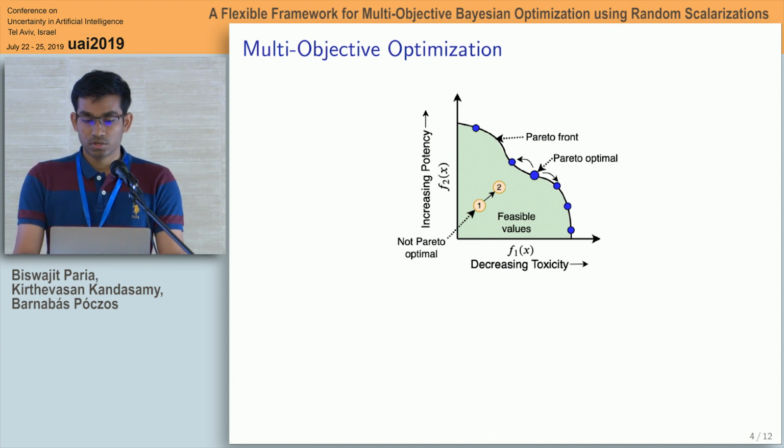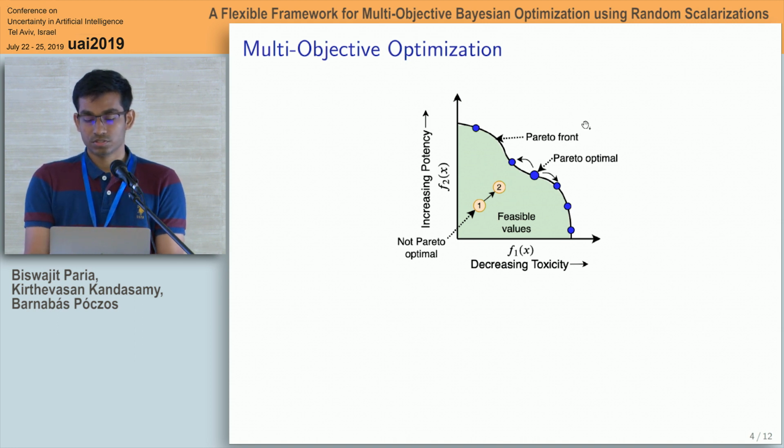So consider this simple multi-objective optimization problem. Suppose we have two objectives, f1(x) and f2(x). Increasing values of f1(x) denotes decreasing toxicity, and increasing values of f2(x) denotes increasing potency. The green region denotes the set of possible values of f1(x) and f2(x). And we see that we cannot decrease the toxicity and increase the potency at the same time, because if we could do that, we would have a point around here, and this plot is showing that it's not possible.